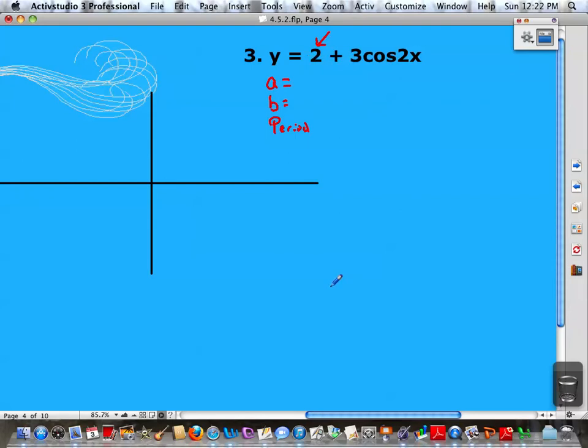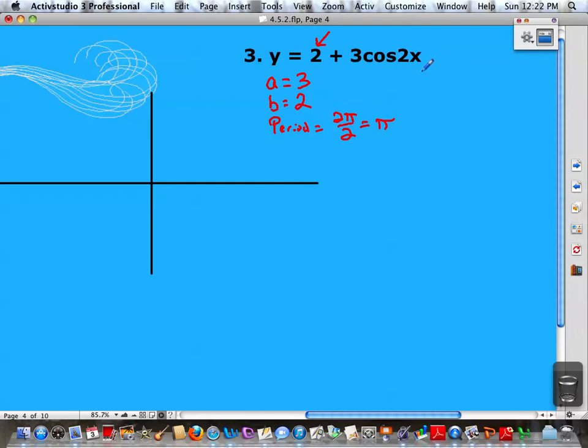So our amplitude is the coefficient. That's 3. B is the number in front of x. B is 2, which means my period is 2 pi divided by 2, which is pi. Notice I'm not adding or subtracting anything to the x term here, so I don't have to set it equal to 0 and 2 pi to figure out where it starts and stops.